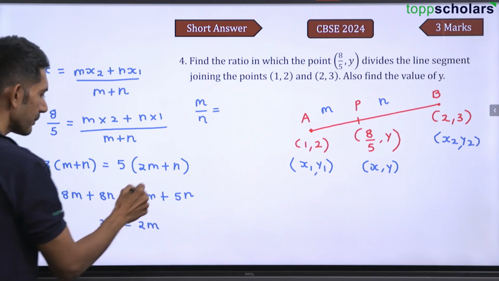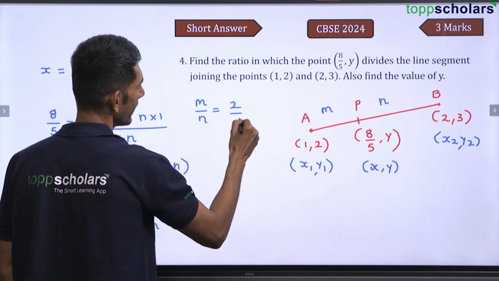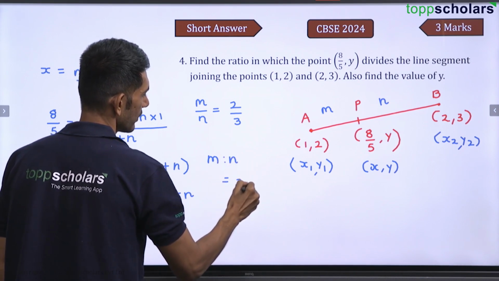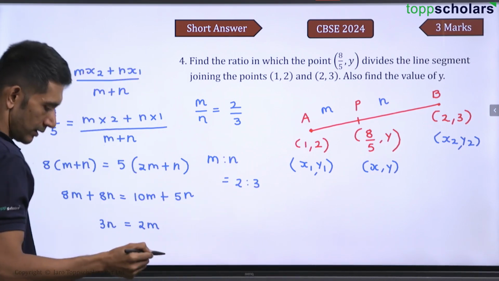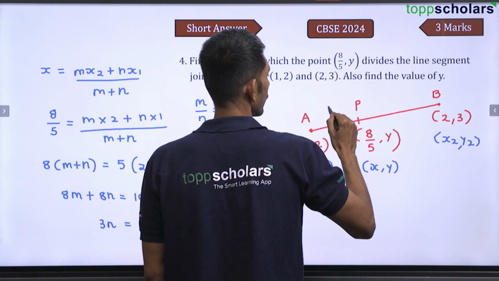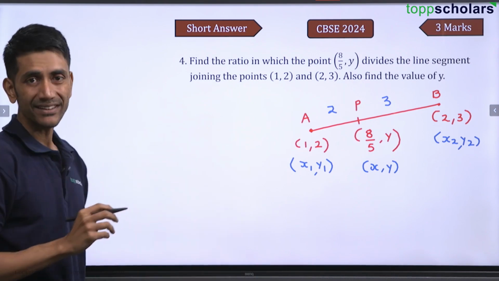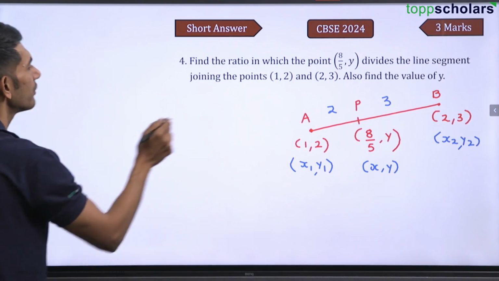M by n will be what? 2 by 3. So can I say m is to n is equal to 2 is to 3? So let me just replace this. So 2 is to 3, correct? Now once we get the ratio, we can easily find out the value of y.